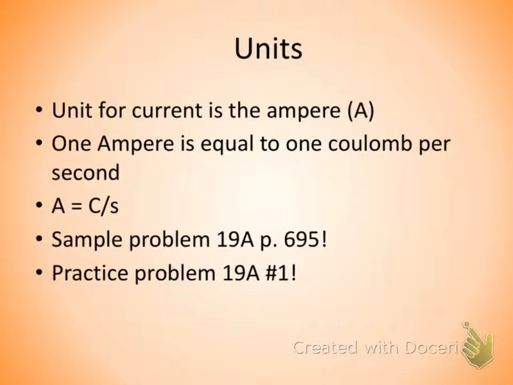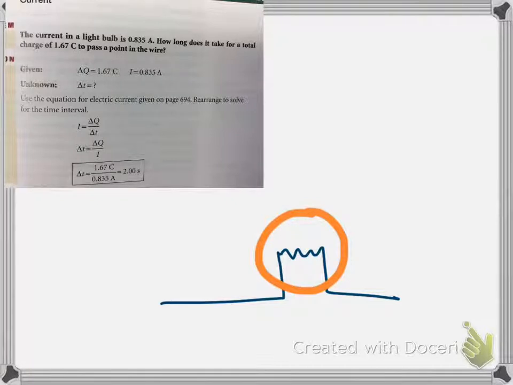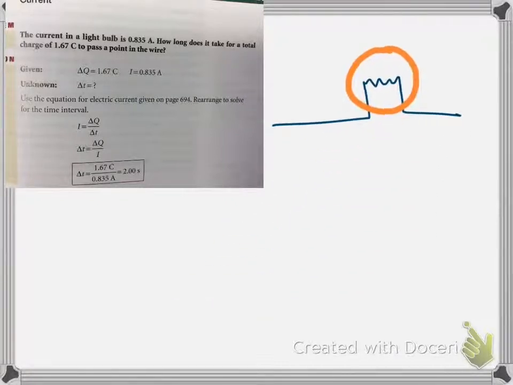We will actually do problem 19A, and then you've got 1 problem assigned. Okay, so we have a light bulb, and we're going to spend some time next week drawing circuits and drawing light bulbs, and you'll know why they're drawn like that. Current in a light bulb is 0.835 amps. How long does it take for a charge of 1.67 coulombs to pass a given point in that wire? So we're essentially saying, one single point, how long does it take for a charge to pass that point?